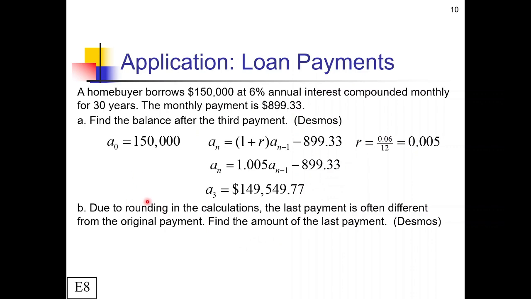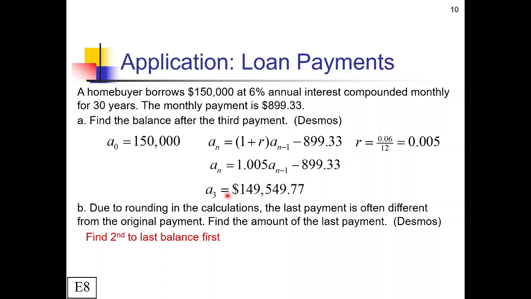Part B, they say due to rounding in the calculations, we just talked about rounding, the last payment is often different than the original payment. Really? That's kind of interesting. They want us to find the amount of the last payment. So to do this, it would be helpful to first find the amount remaining after the second to last payment. So we're going to find the second to last balance first.